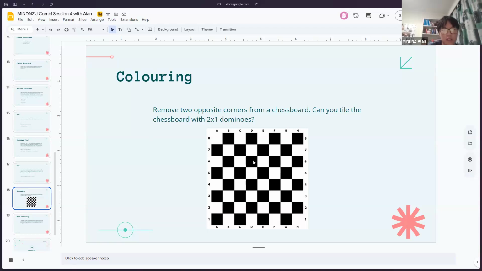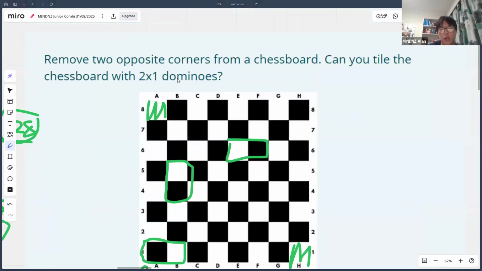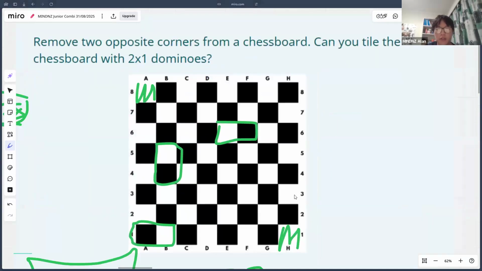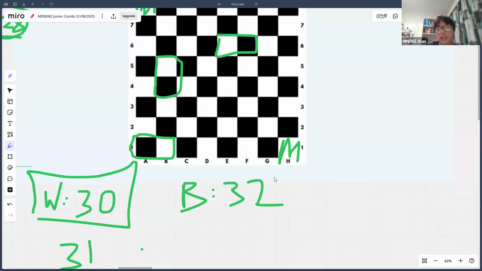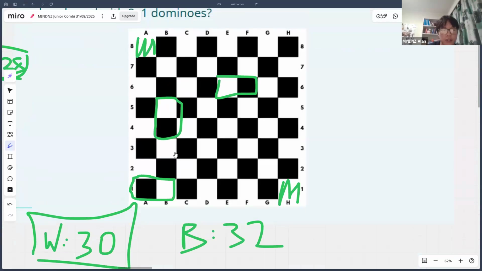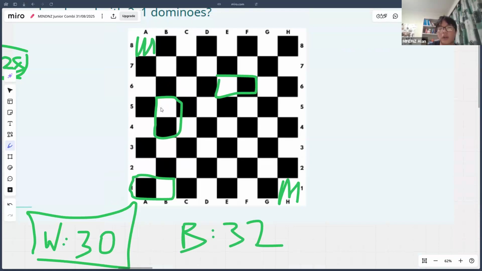So in this problem, let's just remove 2 opposite white squares, right? After removing 2 opposite white squares, we're left with 30 white squares and 32 black squares. But then if you play around with some dominoes that we drew on the whiteboard, we notice that each domino must occupy 1 white and 1 black square. Exactly 1, right? Because it can't occupy 2 black squares and it can't occupy 2 white squares. Because that would be diagonal and that just doesn't work.